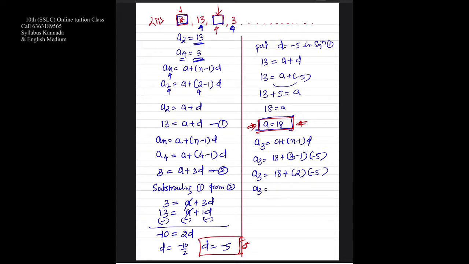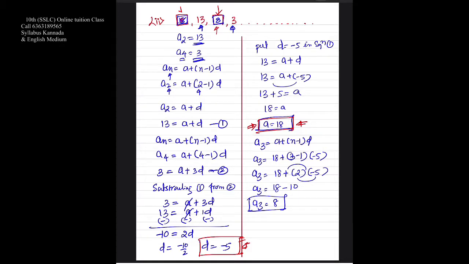So A3 equals 18 plus, plus into minus is minus. So 5 into 2 is 10. So A3 equals 8. So the third term is 8. So in this box, the third term is 8, and the first term is 18.